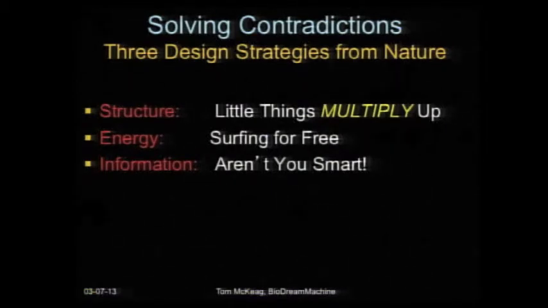The second has to do with energy. Surfing for free. We want to surf for free. I'm from California, so we always want to surf for free. And then third, and I'll explain each of these as we go along, information. Aren't you smart? So again, if information can be used to save you time, money, expense, materials, energy, that's good. That's a good thing. And information, of course, is getting cheaper and cheaper as we go along.